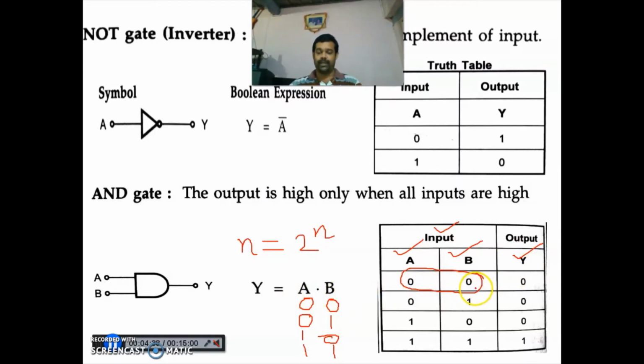First input is 0 0. So already I have told you that the output of AND gate is 1 only if both the inputs are 1. So here both are 0. So the output is 0. Next combination 0 1. So here also both the inputs are not 1. The input A is 0. So the output is 0. Next also both the inputs are not 1. So the output is 0. So last, here both the inputs are 1. So the output is 1. So in AND gate, output is 1 only if both the inputs or all the inputs are 1.